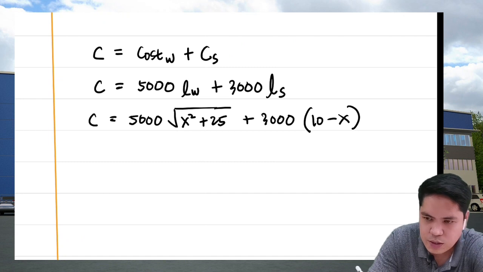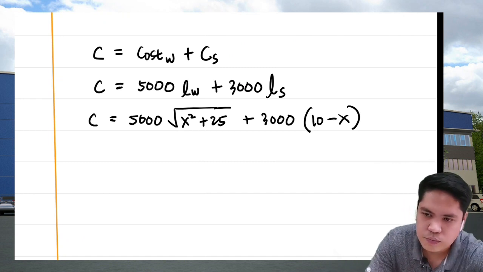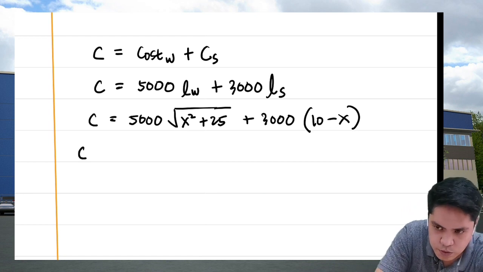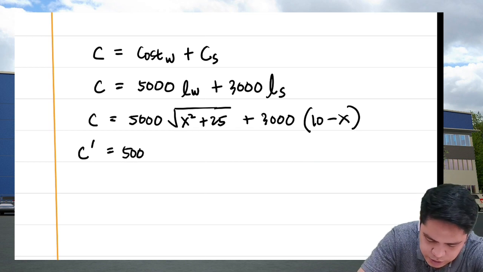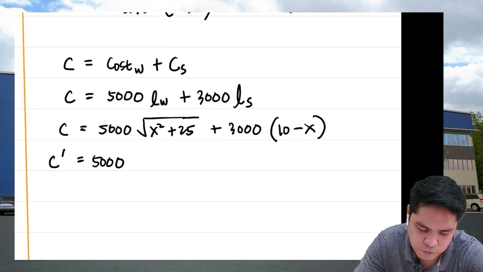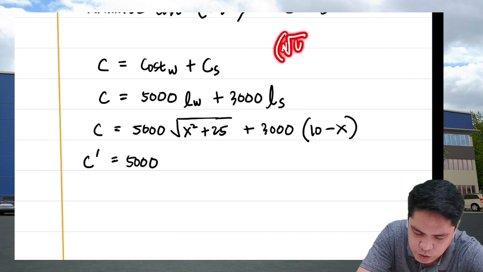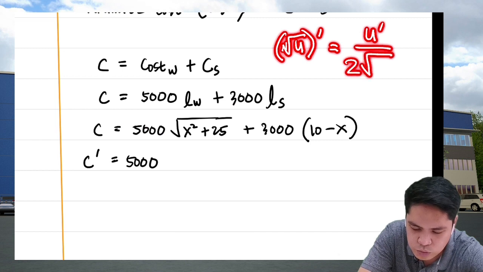We could now get the derivative of C with respect to X and equate that to 0. So, madali na. So, let's now try to solve for C prime. So, C prime now is equal to, this is just a constant. And we know, from what we have discussed and learned before, that the derivative of the square root of U is just the derivative of U over 2 times the square root of U.